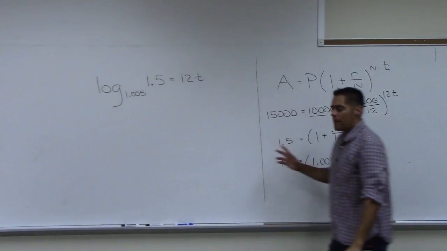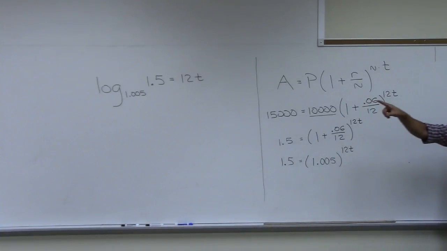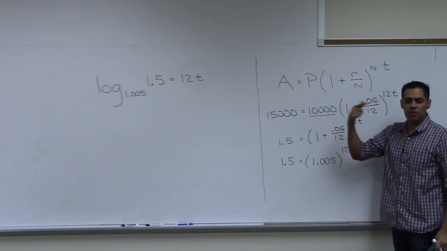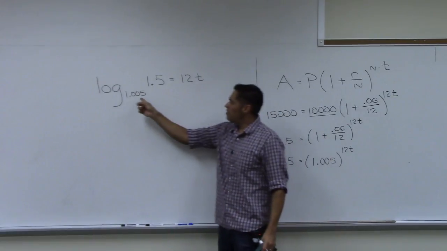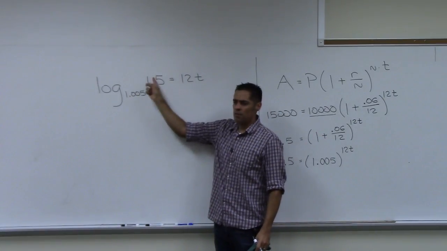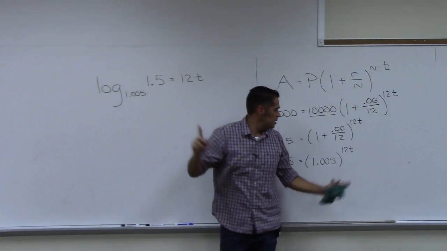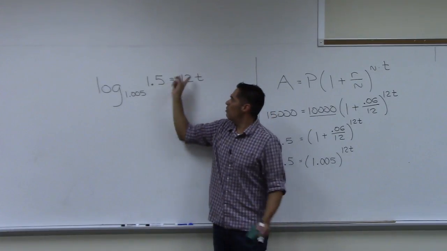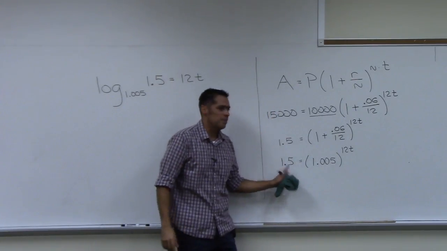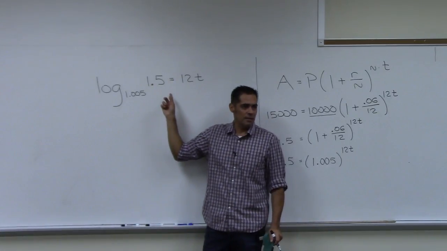All right, now whenever you go from exponential to log form, I always recommend that you just double check it with the loop. This says 1.005 to the 12t, that's what we have here, equals 1.5, which is this. So I have written it down correctly.